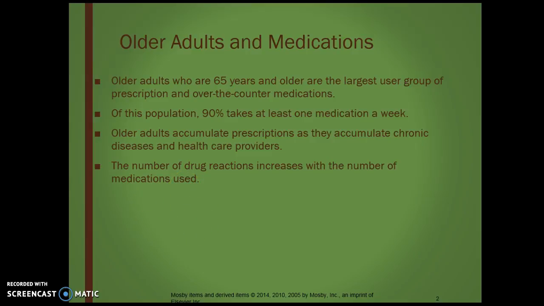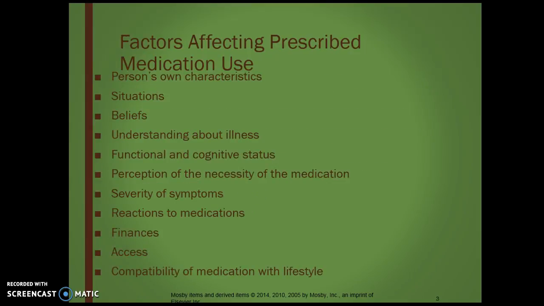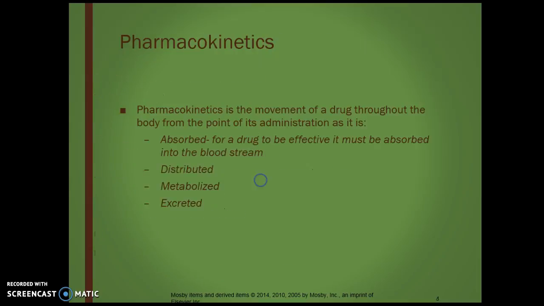Older adults accumulate prescriptions as they accumulate chronic diseases and healthcare providers, and the number of drug reactions increases with the number of medications used, and we'll dig into that throughout these slides. Factors affecting prescribed medication use, so you can go ahead and read through those. These slides are available for you. I don't need to address those individually, but remember when you're studying that things from our slides can be part of the test.